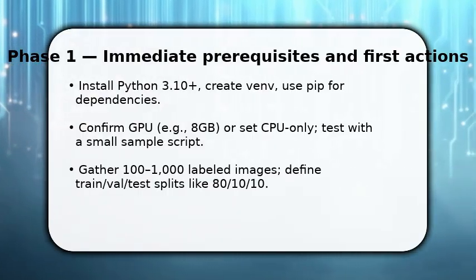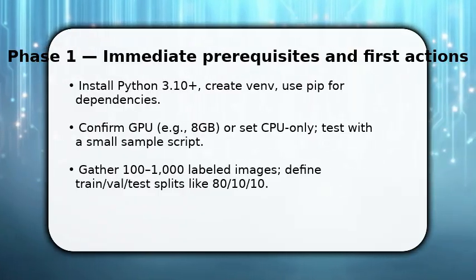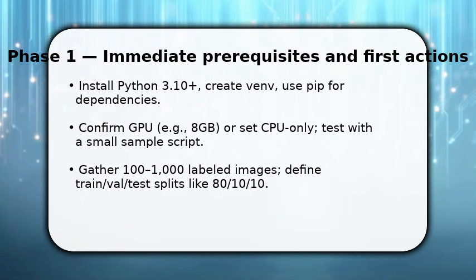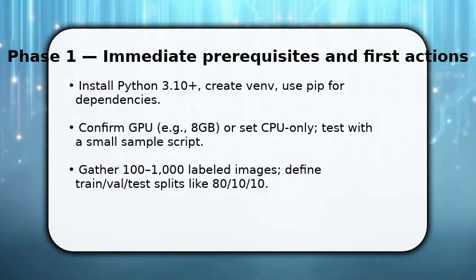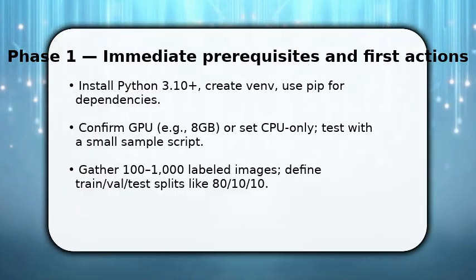Once done, collect an initial dataset of 101,000 labeled images and decide an 80/10/10 split. These steps get you running. They reduce debugging later and force early decisions about scale and compute.